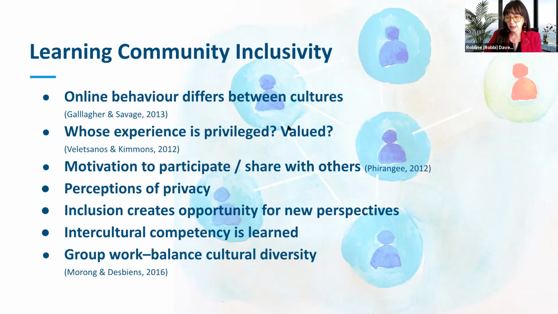That was something that Villatsanos and Kimmins indicated in 2012, that the digital space can be the same type of situation. Without the cultural perspectives of the entire class, if it's not managed, we neglect the strengths of other students who are not normally dominant. So I was looking at how power shapes the space in which we learn, and whose experience is privileged and valued, and by whom.